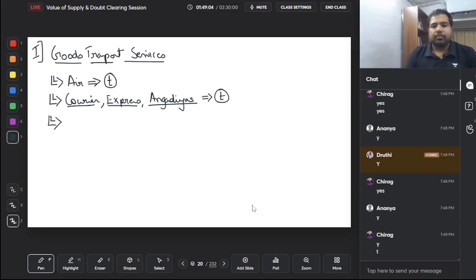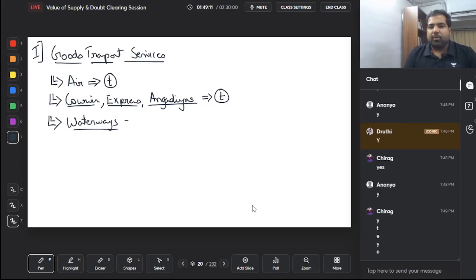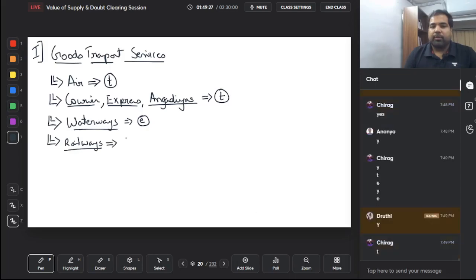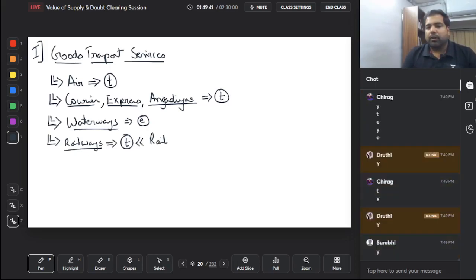Next, waterways, guys. What do you think? Does the government want to encourage waterways? Yes. So waterways, excellent Chirag, waterways will be exempt. Excellent Dhruti. Next, guys, rail transport. A lot of people think, oh, it should be exempt, but no, railway transport will be taxable. So tomorrow, guys, if I send 100 laptops by railway from Mumbai to Delhi, the transport of that, will it be taxable? Yes, except rail Dr. NAM.